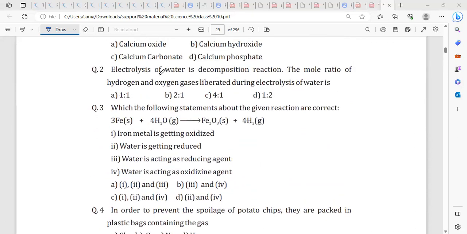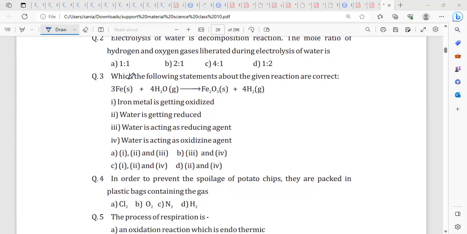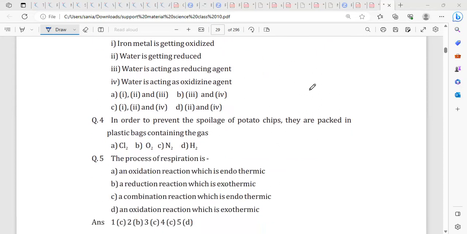Electrolysis of water is a decomposition reaction, right? The mole ratio of hydrogen and oxygen gas liberated during electrolysis of water is 2:1. In H2O, how many hydrogens are there? 2, and O, 1. Then, which of the following statements about the given reactions are correct?